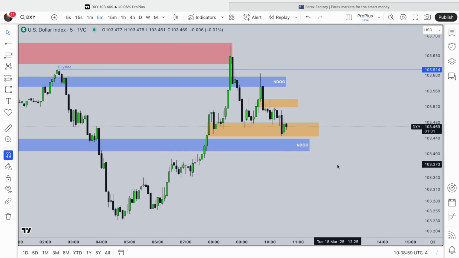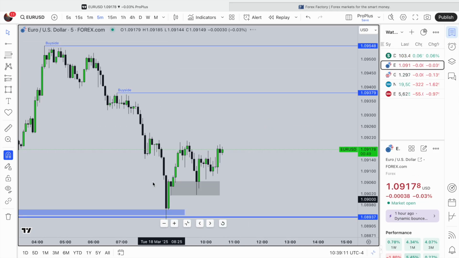So yeah, I may update you guys at the end of the day. But just a quick recap, what I want to see is this inversion. This basically acts as an inversion, then trade lower. First draw on liquidity would be this buy side here with that inefficiency above there.